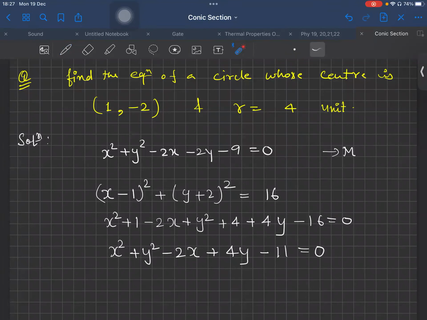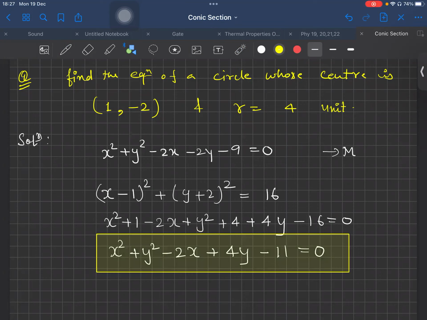Murli, where did you make the mistake? Sir, I wrote it as (y minus 2) the whole square, sir. You have to take care of that, okay? Yes, sir. These are silly mistakes. Don't lose marks because of your silly mistakes.